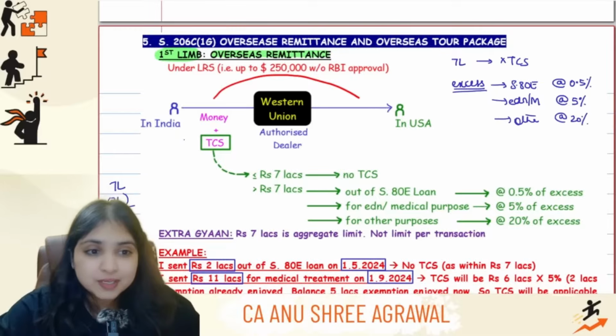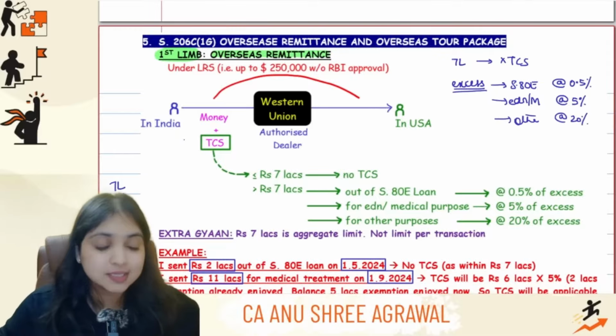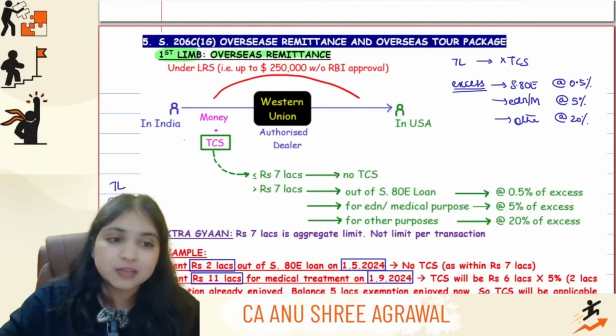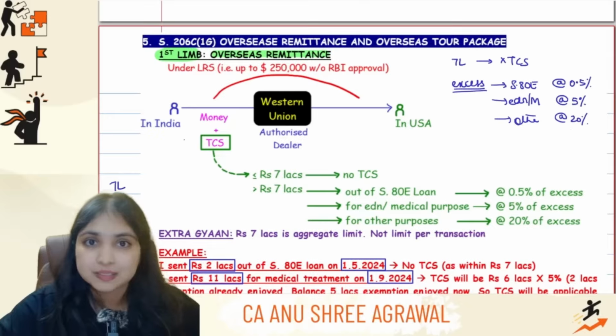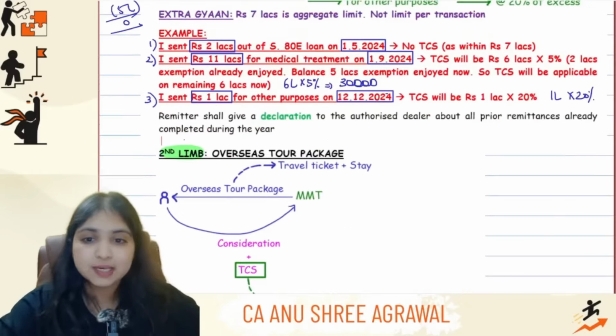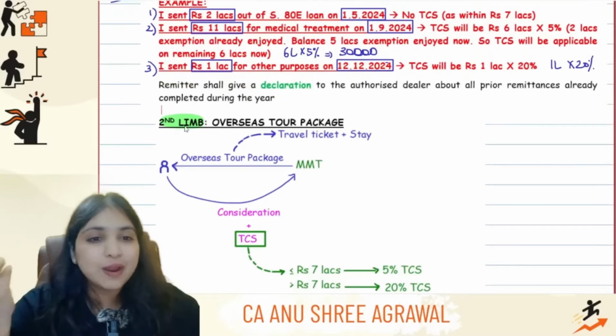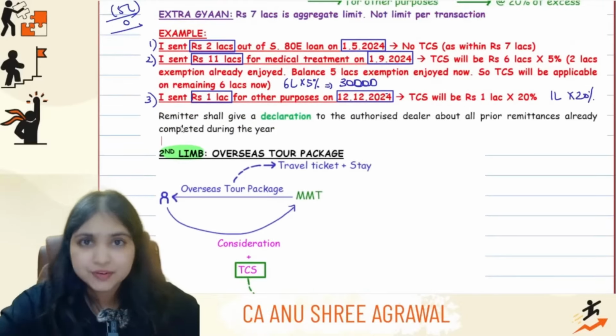Okay, so on the first 7 lakh of the overseas remittance, no TCS. On the excess remittance above 7 lakh, only on the excess there will be TCS. The rate will depend upon the purpose. Alright guys, this was your first limb under 206C(1G). Now listen, there is one more possibility in the first limb itself.